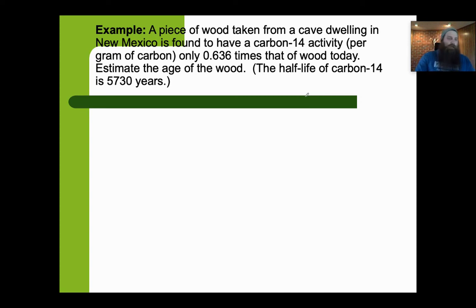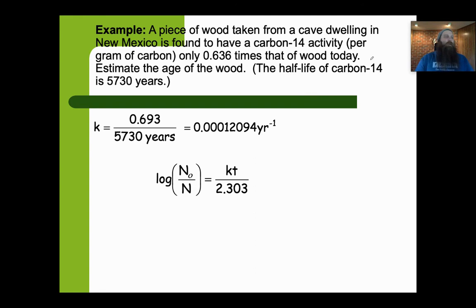Well, same as last time, I'm only going to use my integrated rate equation. I need to find K. The problem gave me half-life, so I'm going to plug that into the K equation. There's my K right there, in year -1. Because it says activity per gram today, I'm going to use N0 and N, not A0 and A. N is equal to 0.636 N0.